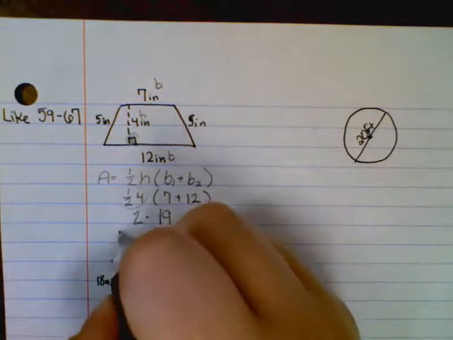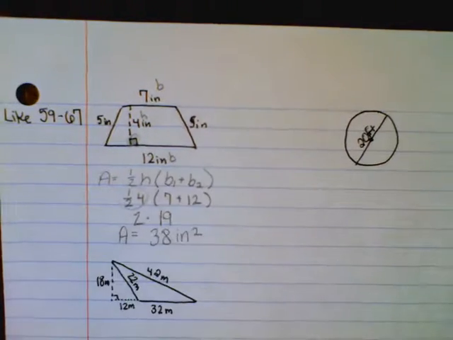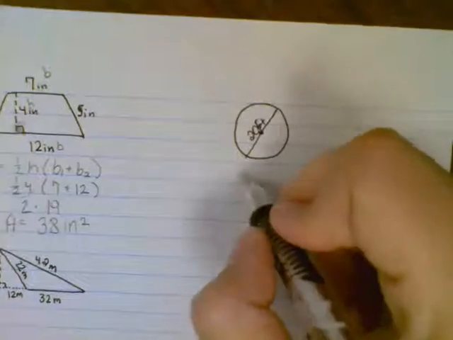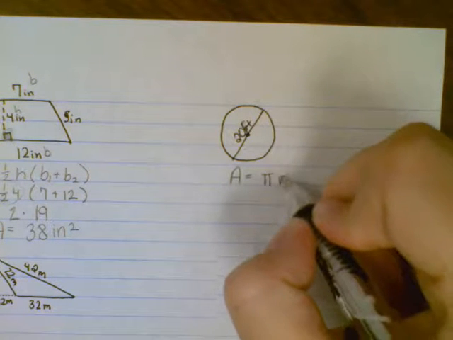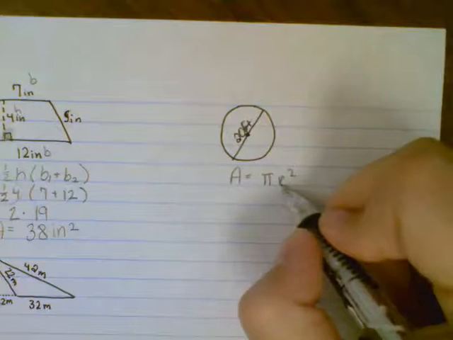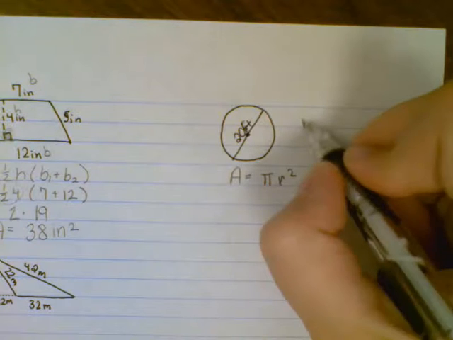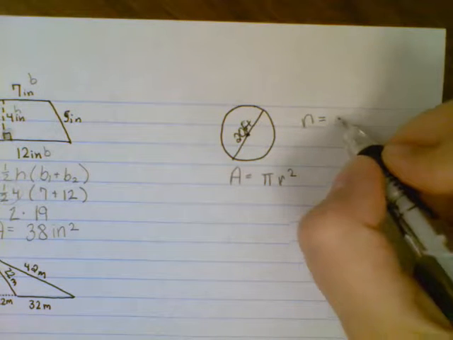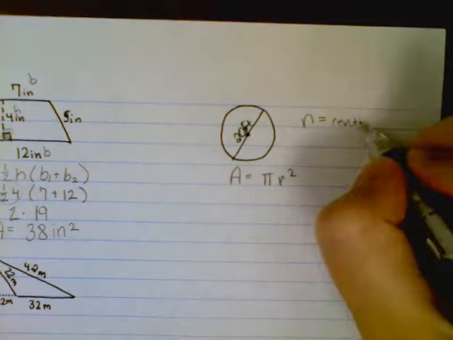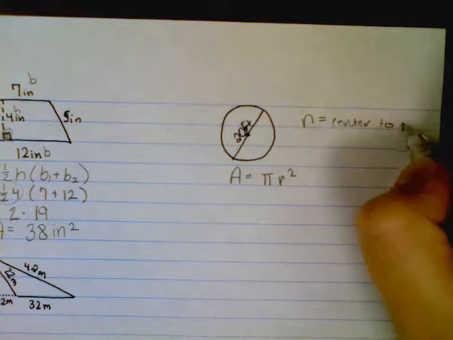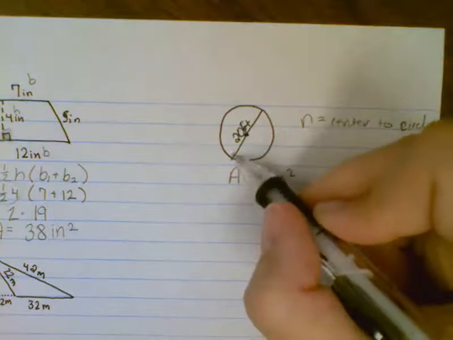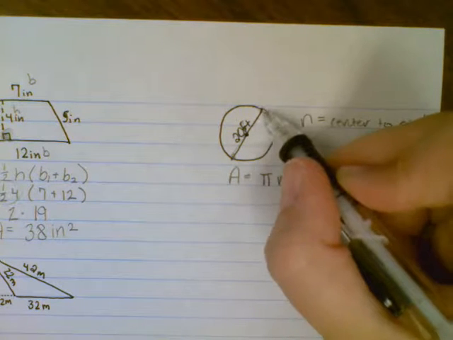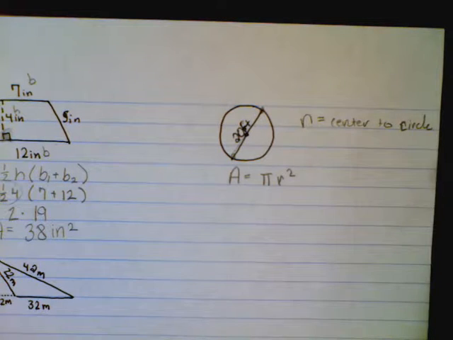So our area for that trapezoid is 38 inches squared. Okay, so for the circle, our formula is pi r squared. Remember, r represents the radius, and our radius is from the center to the circle. The line that they gave us is not a radius. It goes from the circle through the center to the other side of the circle. So that's called the diameter.